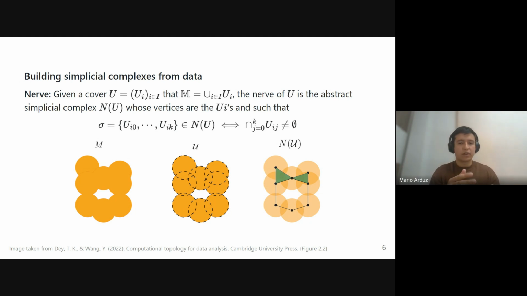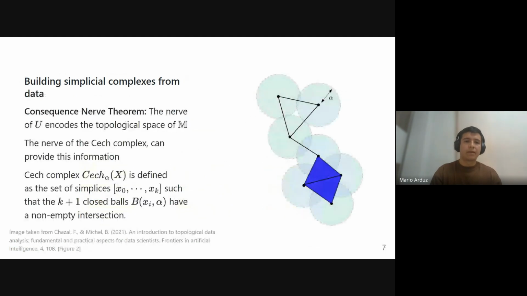Here are the conditions for the nerve: the sets have to have some overlap with each other, and the union of them has to cover all the space where the data points are. As I was mentioning a bit before, the consequence of the nerve theorem is that this collection of circles that we are creating is going to encode the topological space of M, and M is the space where our data is. So that's good. If we get this simplicial complex that is the nerve of our data, we are going to have a good representation of it.